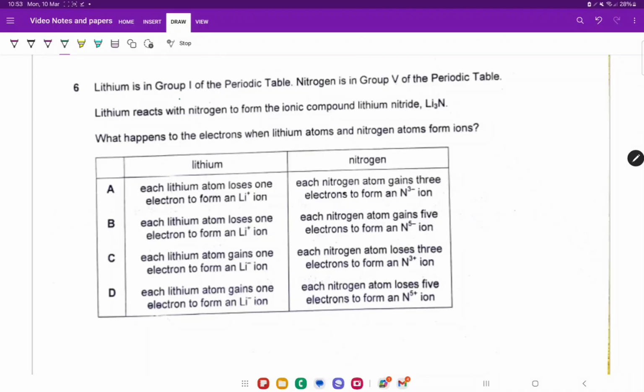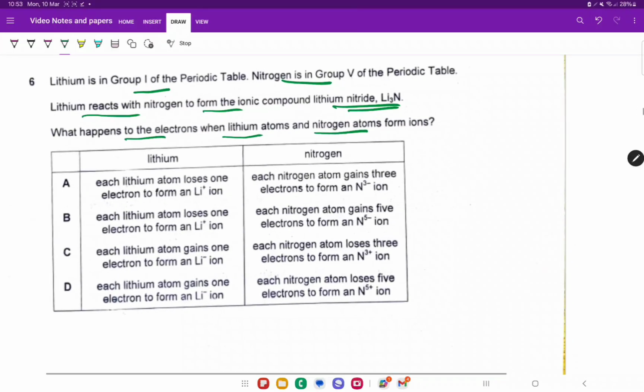Lithium is in group number 1 of the periodic table. Nitrogen is in group number 5. Lithium reacts with nitrogen to form the ionic compound lithium nitride, Li3N. What happens to the electrons when lithium atoms and a nitrogen atom form ions?